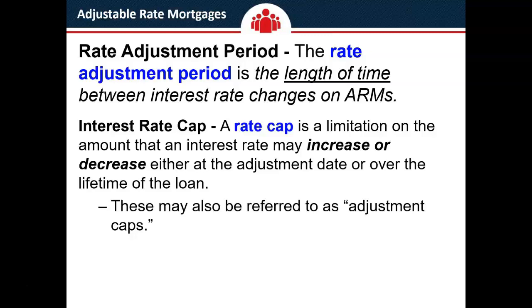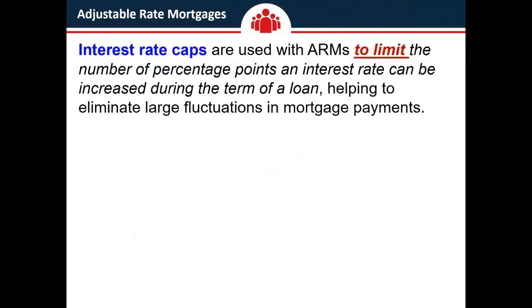So to avoid something called payment shock, adjustable rate mortgages have caps. Interest rate caps. A rate cap is a limitation on the amount that the interest rate can increase or decrease at the scheduled adjustment date. There may be several adjustments and several caps, but again, that's what an interest rate cap is.